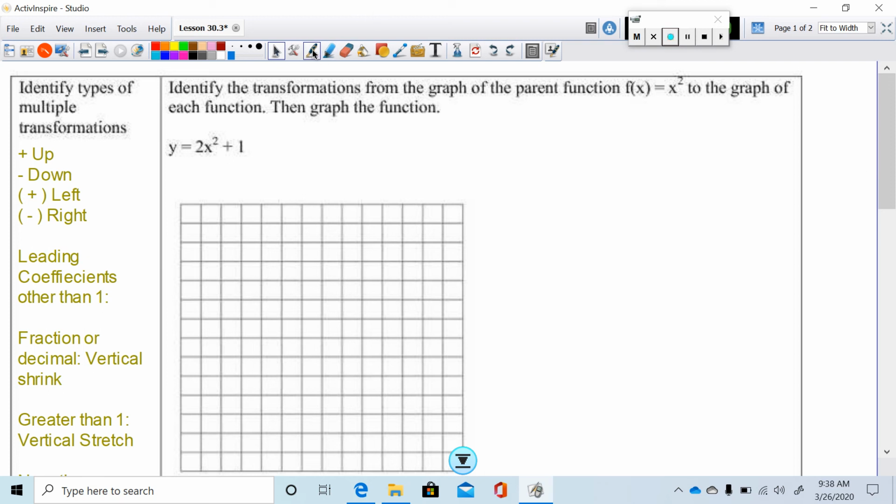So the first thing, I'm just going to go from left to right. This 2 is a leading coefficient because it's in front of x squared, so it's a leading coefficient of 2. And for leading coefficients other than 1, if it's greater than 1, it's a vertical stretch. So the first thing I notice about this equation is there is a vertical stretch of 2.